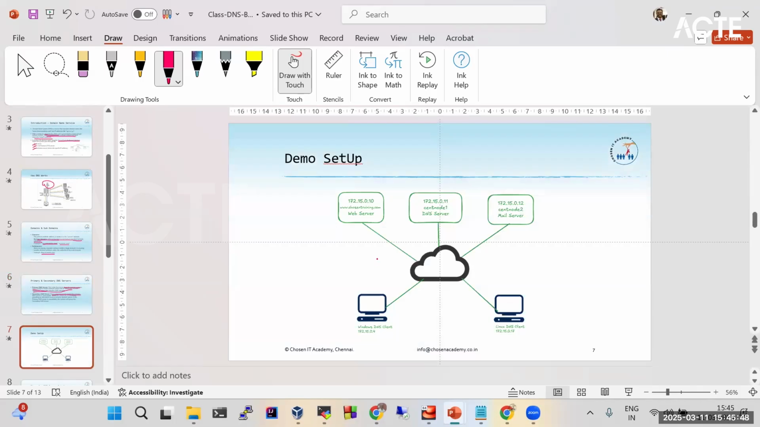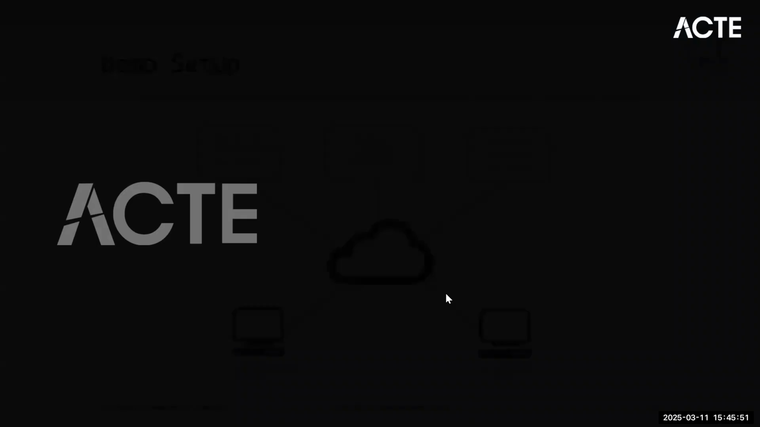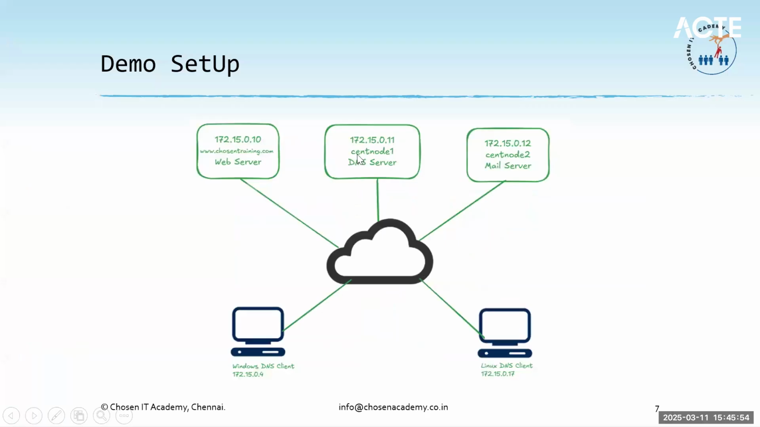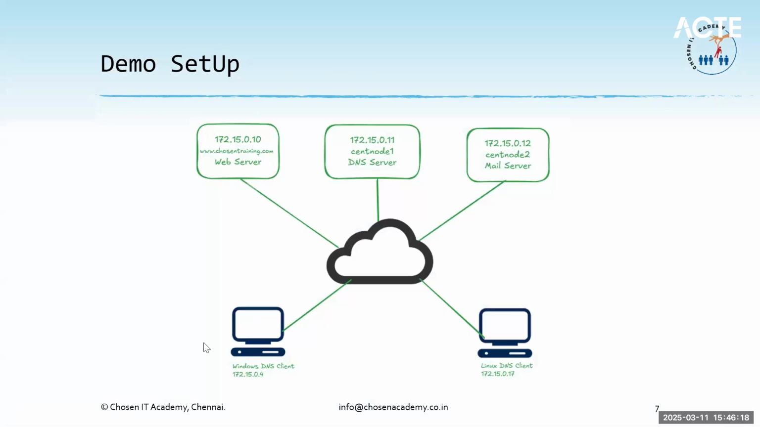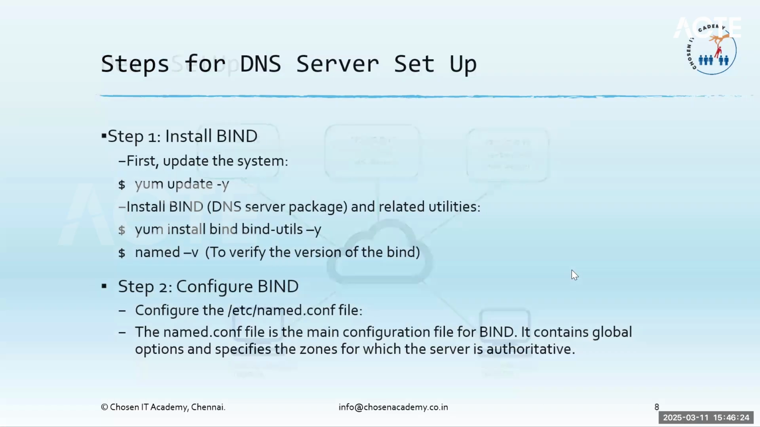Okay, so the demo setup is this. I have a DNS server running on 172.15.0.11, and a web server running on 172.15.0.10. The mail server we will see tomorrow, which is running on 12. There are two clients: a Windows DNS client, which is 0.4, and another client, a Linux client, which is running on 17. Okay, so that's going to be the setup.